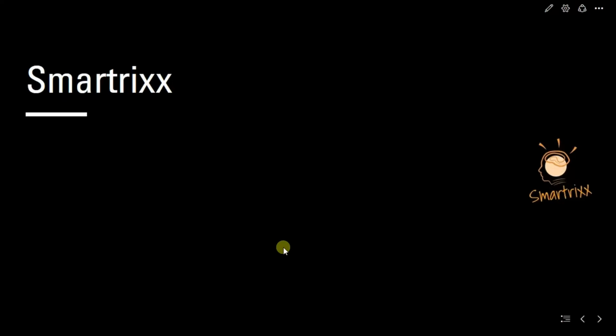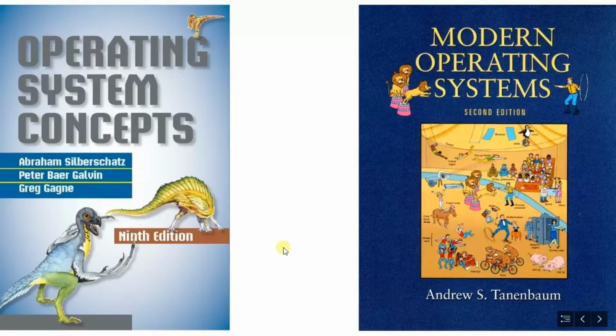If you are planning to learn operating systems or just preparing for your exams, then you don't have to worry about reading whole books, because in this series of tutorials I will cover almost all the important topics, not only from the books but also from other sources, so that you can understand each and every topic very easily. For this series I will prefer two books: Operating System Concepts by Galvin and Modern Operating Systems by Tanenbaum.